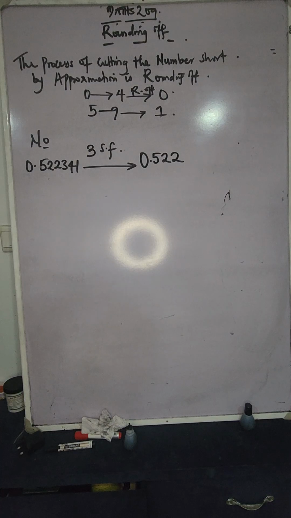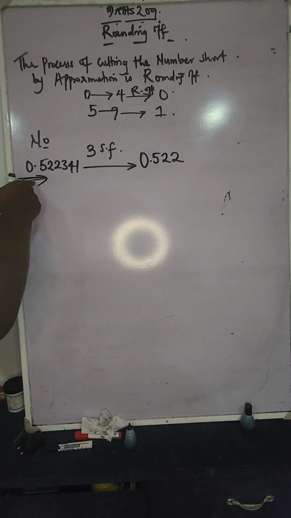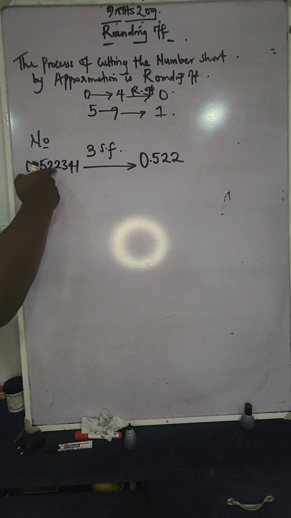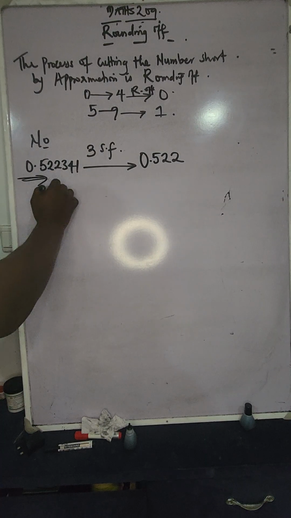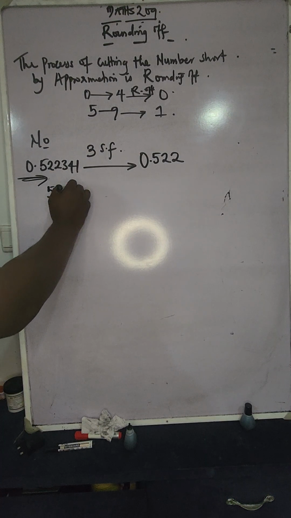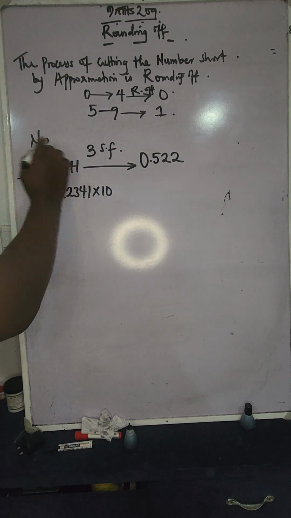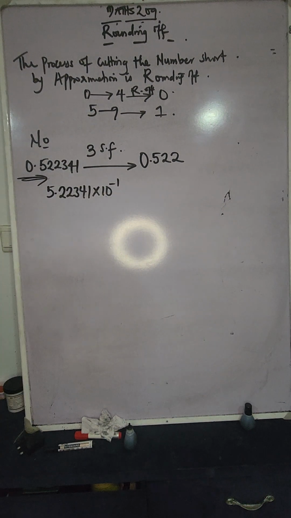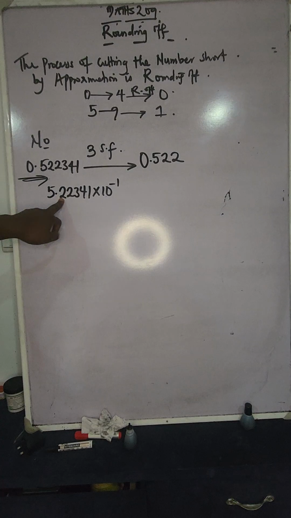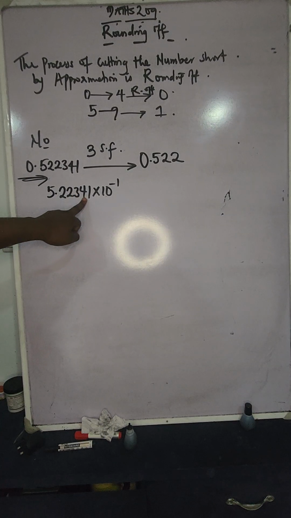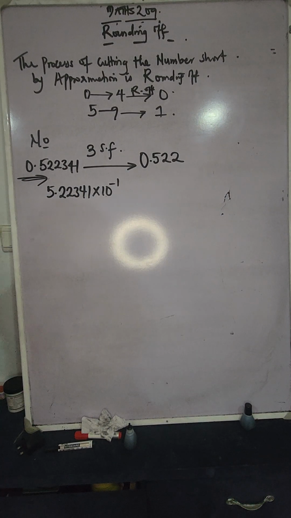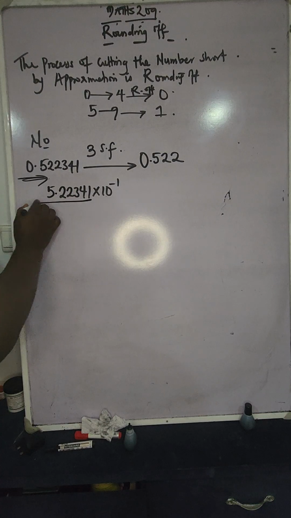522. 3 significant figure. If you are still doubting, I said anytime you have a decimal place like this, I said convert this now to standard form. If you convert it to standard, you have 5.22341 times 10 raised to power minus 1. Is that not? Now, if you have been able to do it like this, then this is a non-zero significant figure, a non-zero, a non-zero, a non-zero, a non-zero, a non-zero.